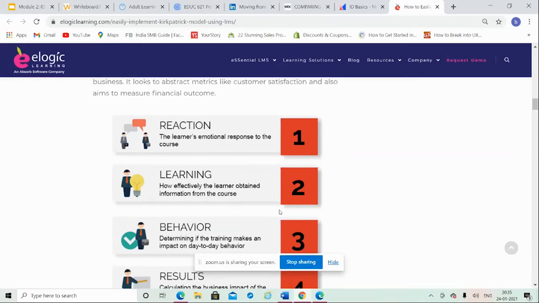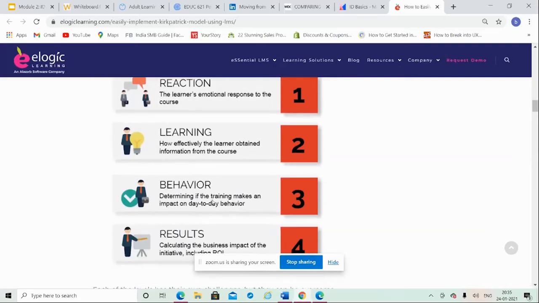Third is the behavior. Determine if the training makes an impact on day-to-day behavior. So, did the training make any change in the behavior of the person? Was it effective? To what extent was it effective? Do they need something more than this? All those things will be evaluated over here.